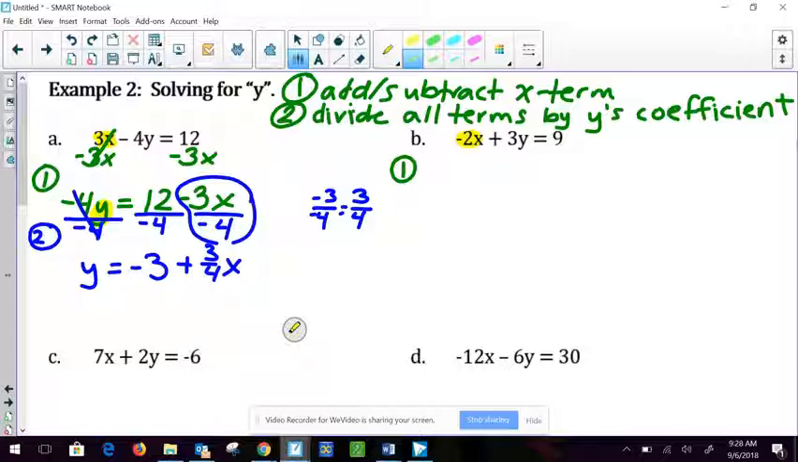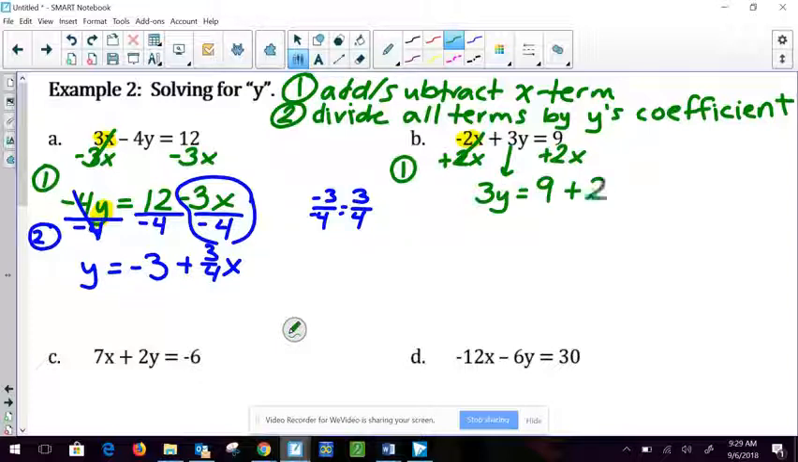So how do I move a negative 2x to the other side? You guessed it. We are going to go ahead and add it. So add 2x to both sides. When I do that, on my left-hand side, I am left with a 3y. On the right-hand side, I have my 9 plus 2x.